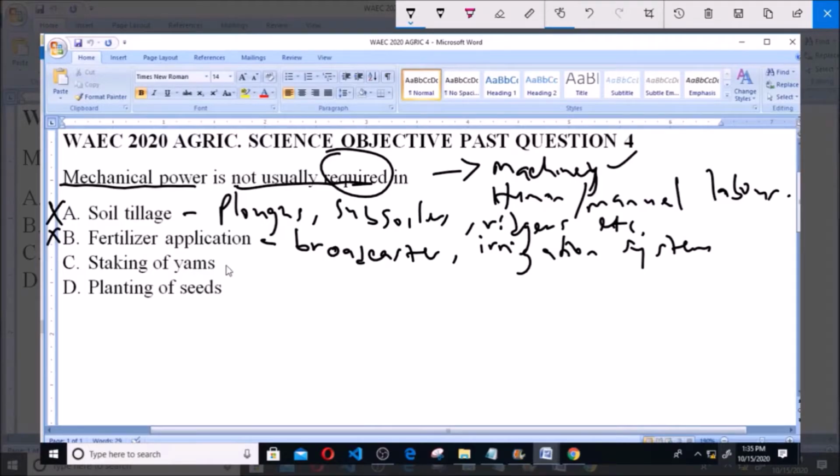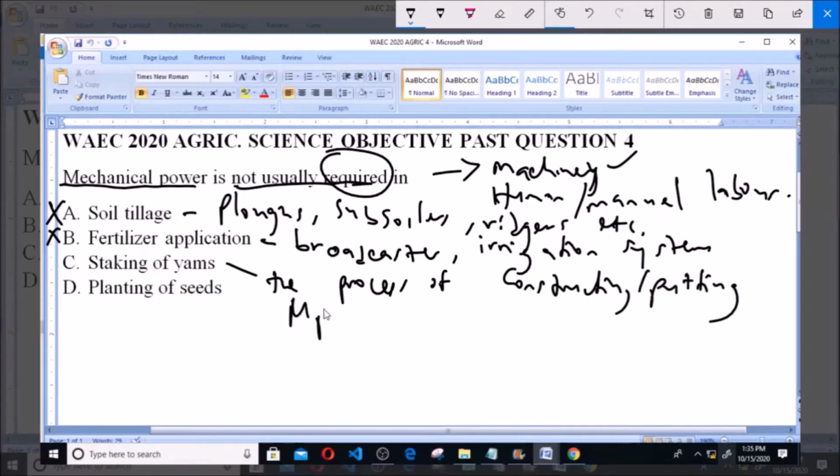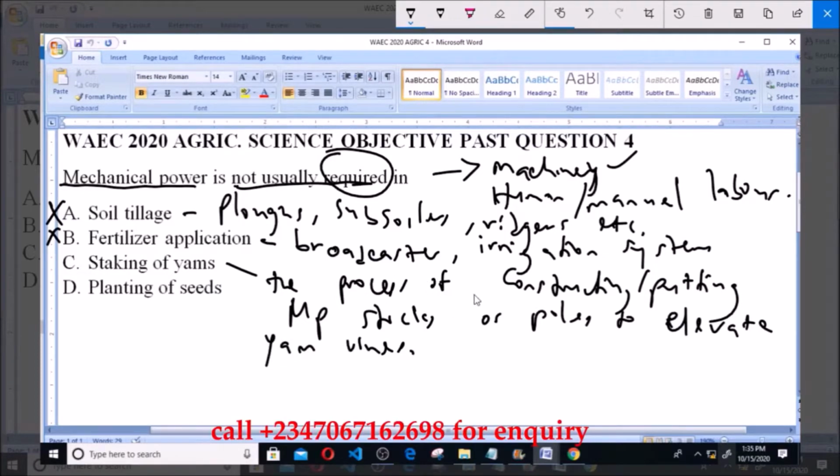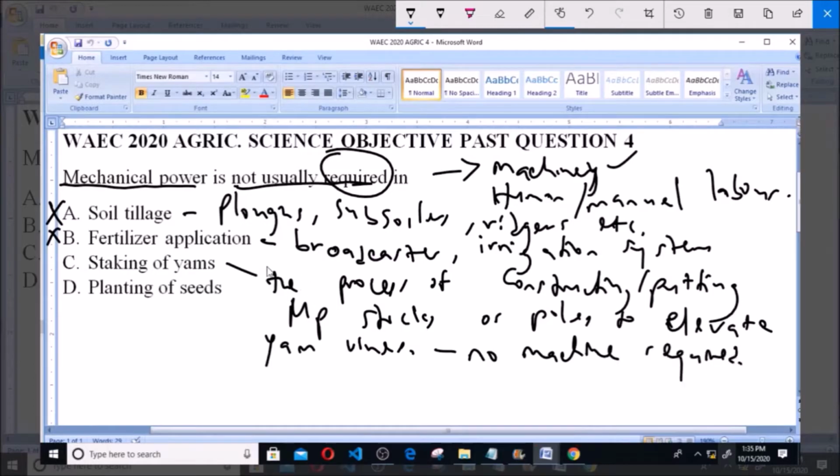Now option C says staking of yams. Now staking of yams is the process of putting up sticks or poles to elevate yam vines. Now this purpose of putting up sticks does not usually require any machine, so it's usually done using manual labor. So mechanical power is not usually required in the staking of yams. So option C, staking of yams, is the correct answer to the question.